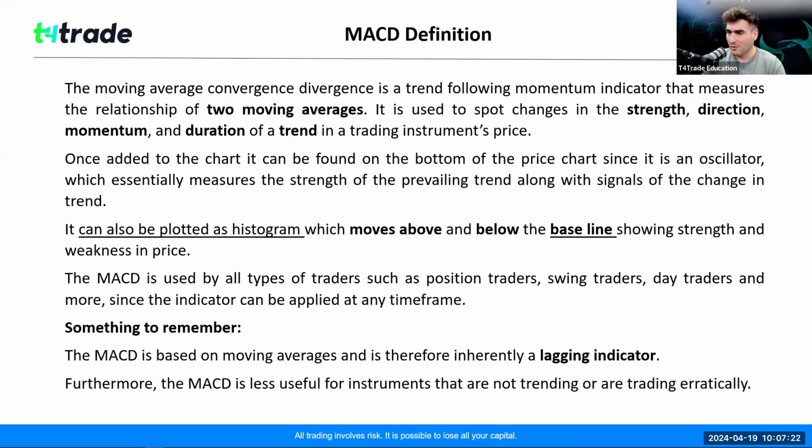So the moving average convergence divergence is a trend following momentum indicator that measures the relationship of two moving averages, hence the name moving average convergence and divergence. It uses two moving averages, much like we have done in the prior webinar. We have discussed moving average strategies, not MACD strategies, but moving average strategies. MACD adds another dimension, which is the momentum.